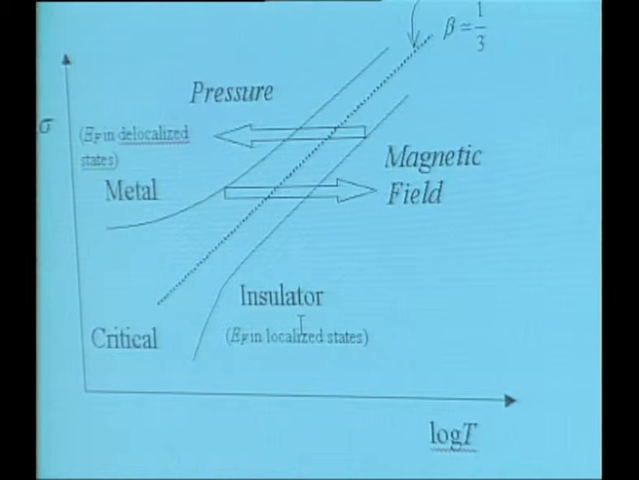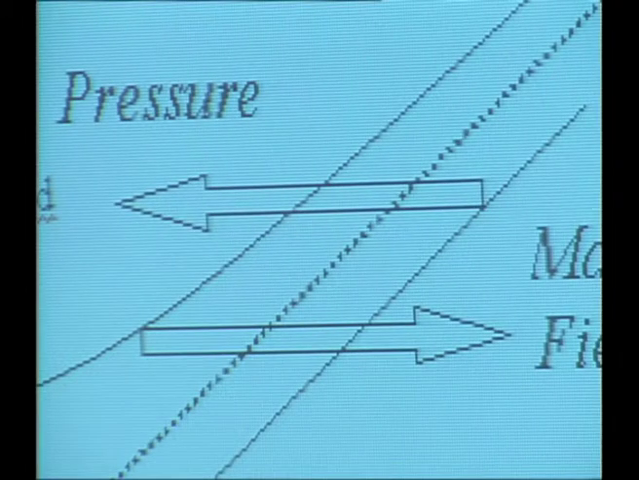Now, for example, you might think about what would happen if you're sitting very close to the critical point and you put on pressure. What would pressure do? Pressure pushes the atoms or the molecules closer together, causes the bandwidth to be a little broader. And so pressure, I think intuitively you will agree, tends to move you from insulator toward metal. And it does, and I'll show you some data.